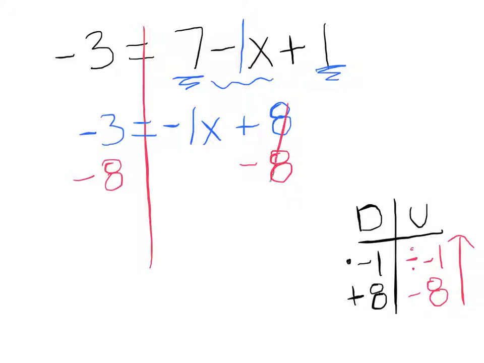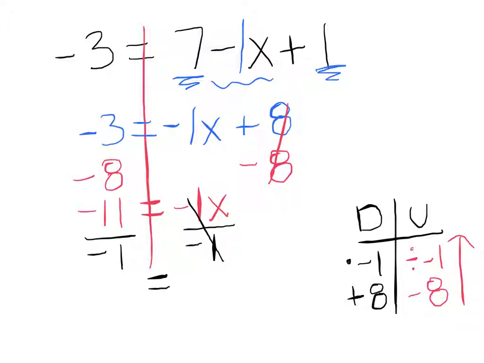8 minus 8 is 0, so I'm left with -1x on this side. -3 minus 8 is -11. I'm almost done. There's one more step in our undo chart. So it says I need to divide by -1. I'm going to do that to both sides. -1 over -1 is 1. They cancel out, and I'm left with just x on that side. -11 divided by -1 is 11. So I have 11 equals x.